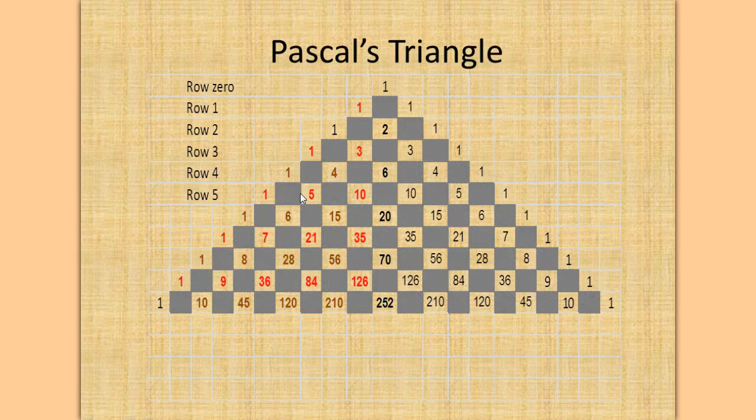How do we get the sixth row? Well, we have 5 plus 1 is 6. 5 plus 10 is 15. 10 plus 10 is 20. 10 plus 5 is 15. 5 plus 1 is 6. And you'll notice that the middle of the triangle repeats itself. 35, 35, 21, 21, 7, 7, 1, 1.